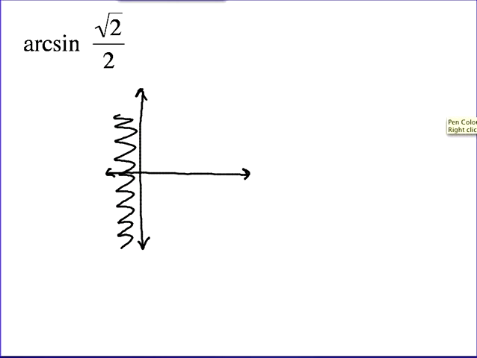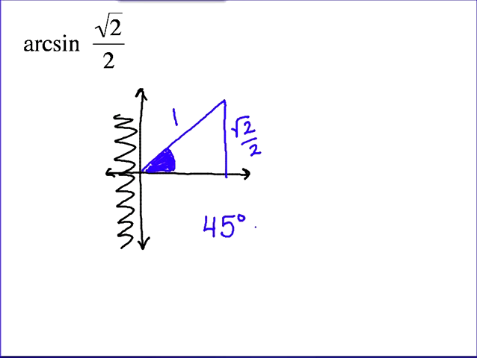Of 1 and 4, where is sine positive? 1. So I'm going to go ahead and do this. Sine is root 2 over 2 over 1. I'm always going to put it over 1 just because that's how I remember the sides in my triangle. And I know that what type of angle gives me a sine of root 2 over 2? 45. I need to convert that to pi. That is pi over 4. Questions?